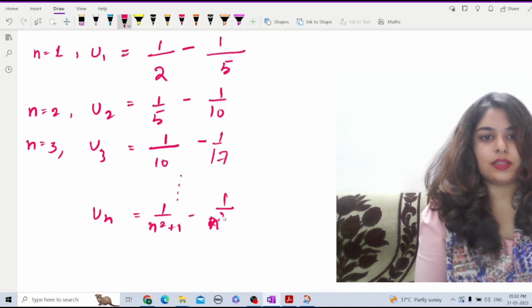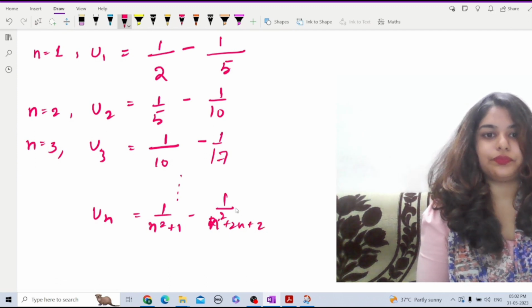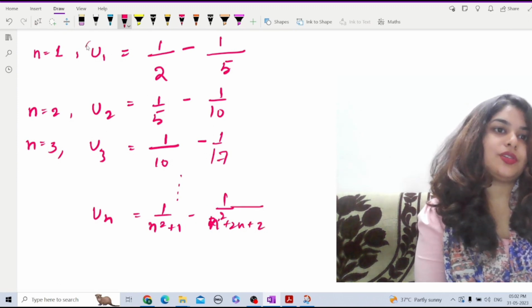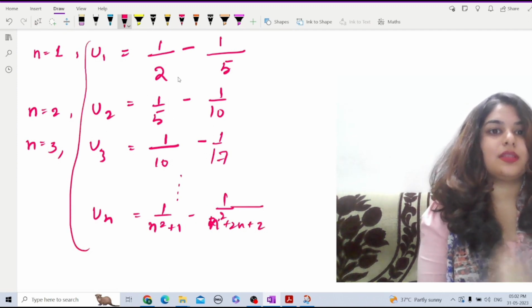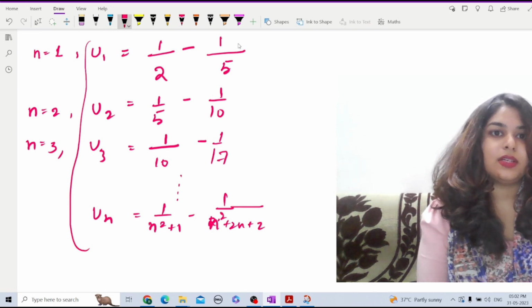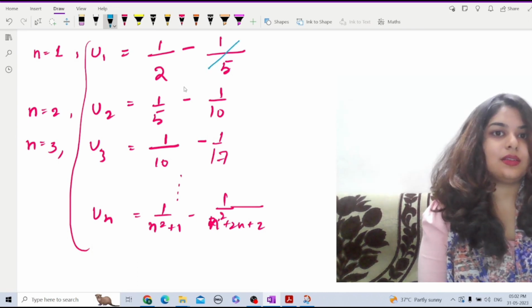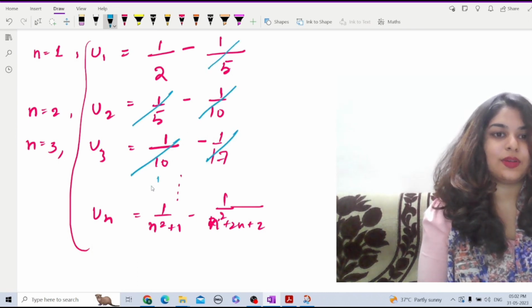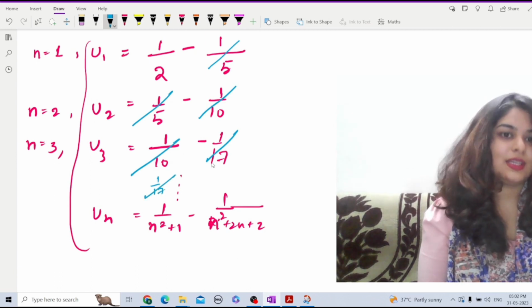So that is n square plus 2n plus 2. So summation here, if we take the sum of this, it is very clear that from the second term onwards, it is getting cancelled, right? This gets cancelled, this cancelled. So obviously this will get cancelled because I will have here 1 by 17.